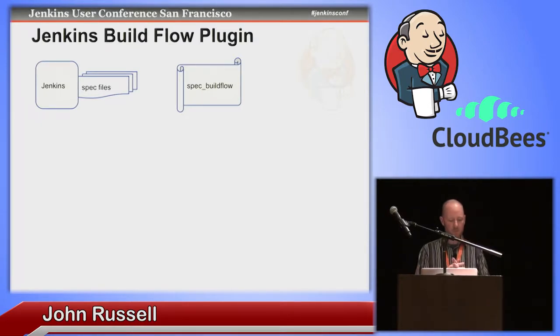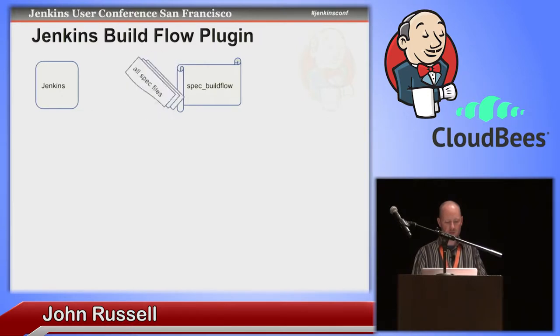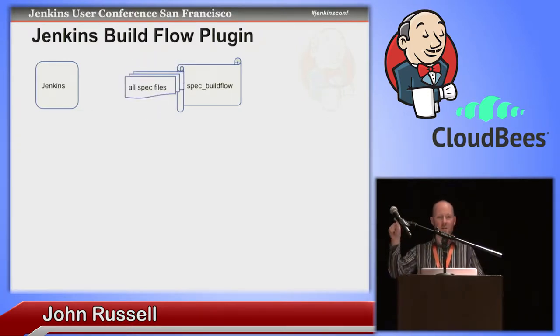So we have Jenkins, and these are spec files. Spec is just the word Ruby uses. But again, this is not a Ruby solution. This is just a parallelization solution. So we pass all these files over to the spec build flow. And this is the Ruby DSL. So what it does is it takes all of these. I couldn't find an animation that actually slid across, but I wanted an animation there, so I made it spin.